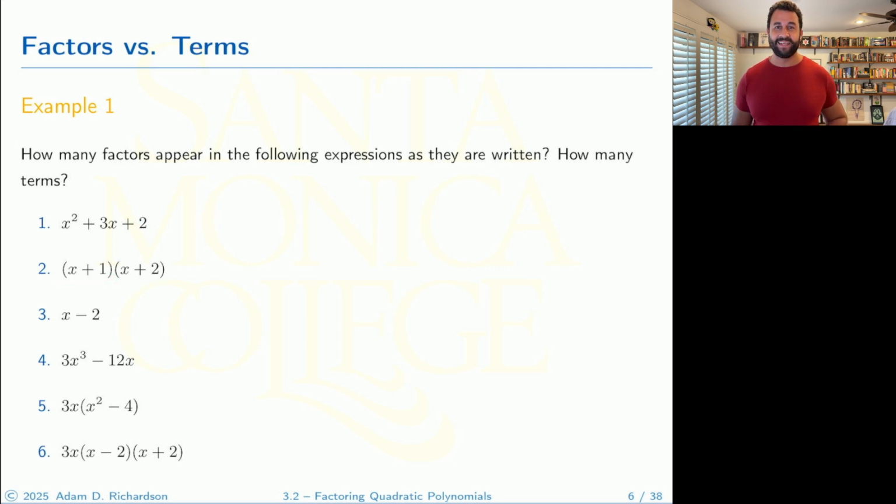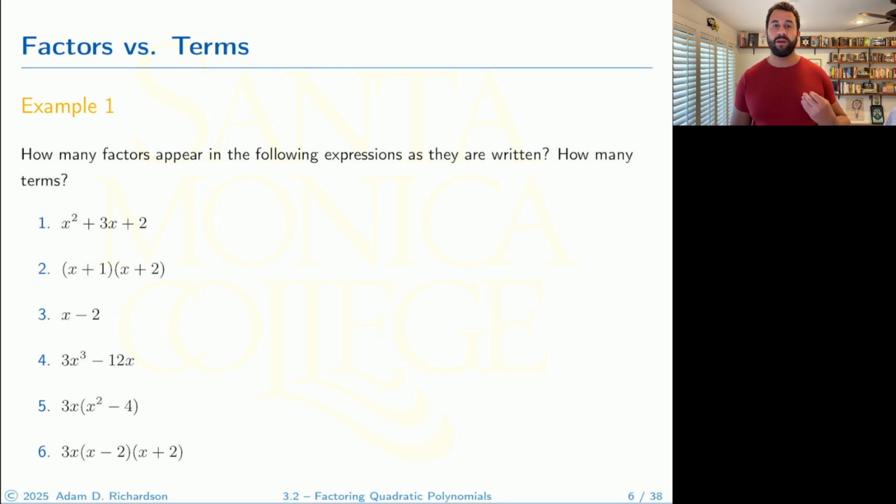There it is. Okay, this one also has one factor, two terms. One factor, the whole thing, two terms. Okay, now the last three are basically what we do when we factor an expression. So this expression here, number four, it's got one factor as it's written, the whole thing. It's one factor, but it's got two terms. One, two. Those are the two terms.